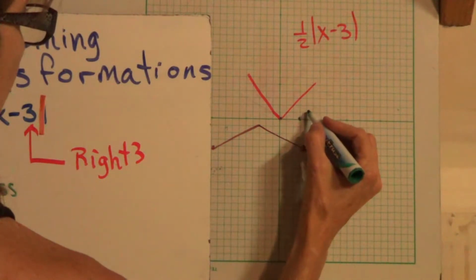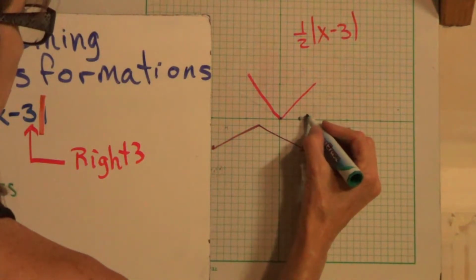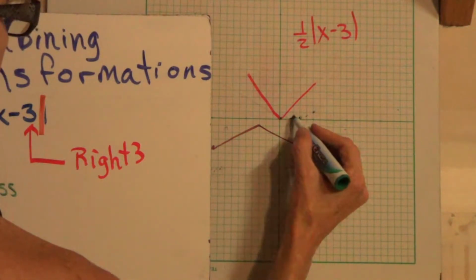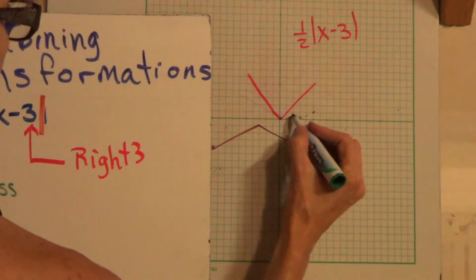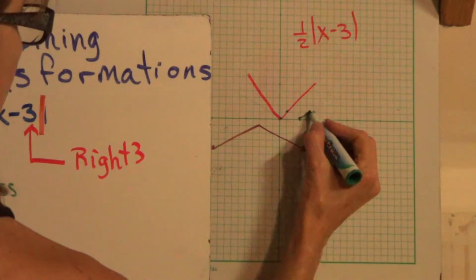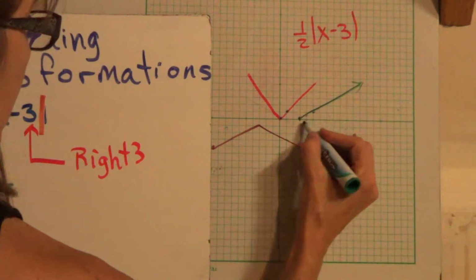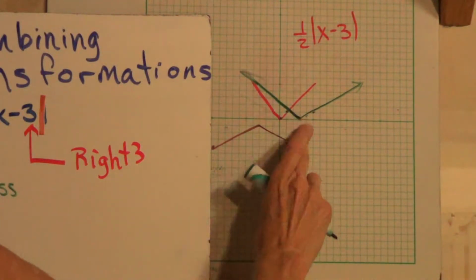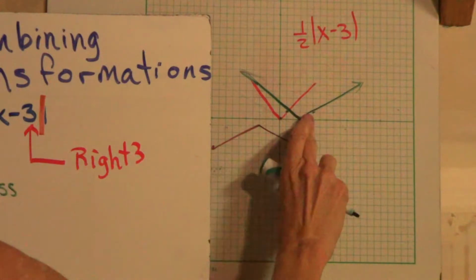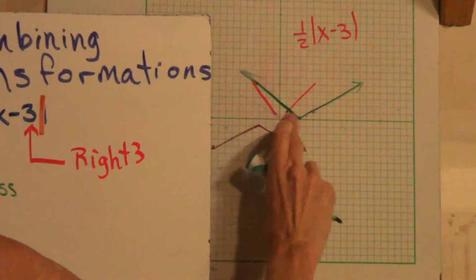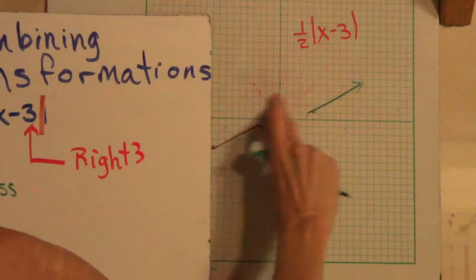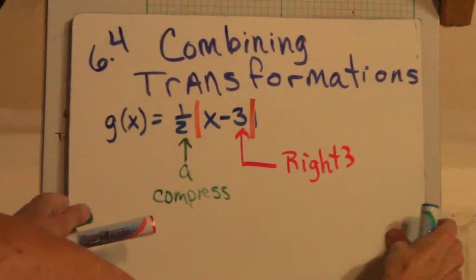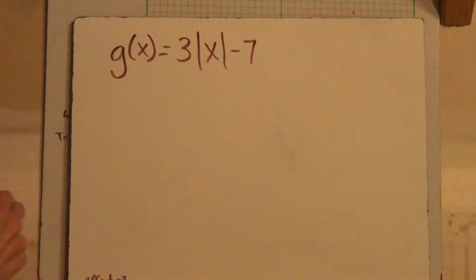So instead of going over 1 up 1, we're going to go over 1 up 1/2. Or over 2 up 1, because here it was over 2 up 2. So you go half the distance. And there's your new graph. Just like that. That's shrunk by 1/2 and over 3. Okay? So that's just putting some of the transformations together.